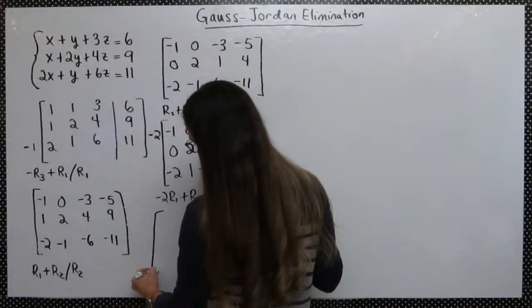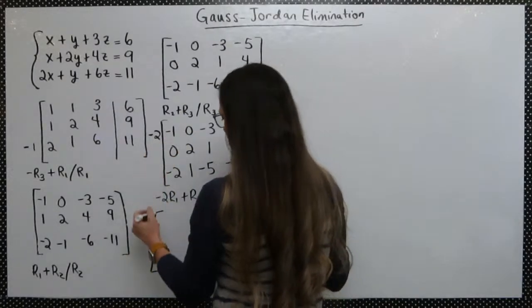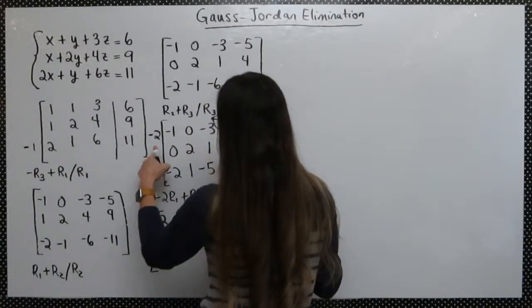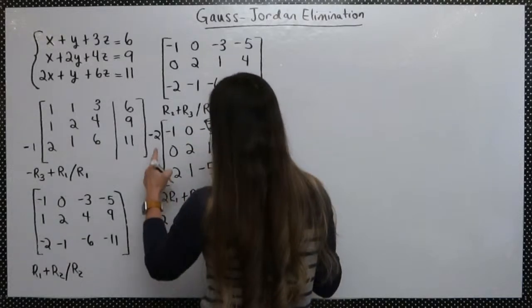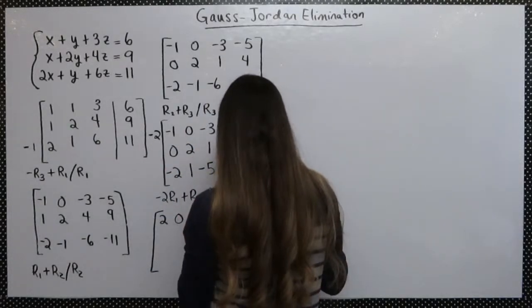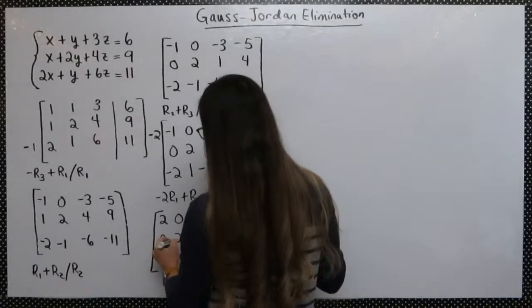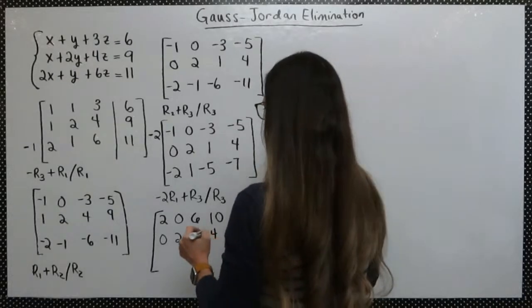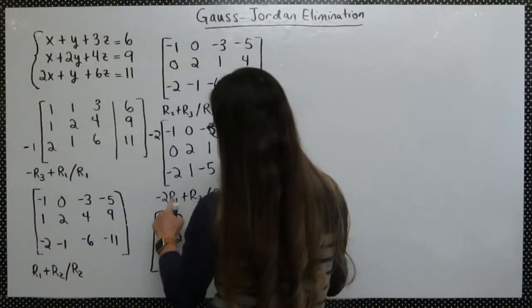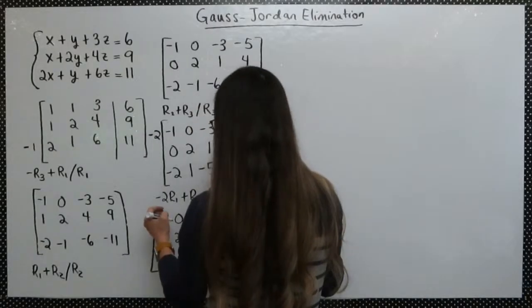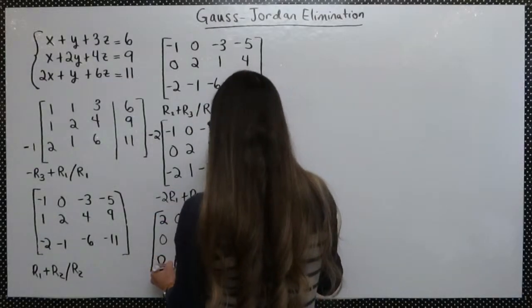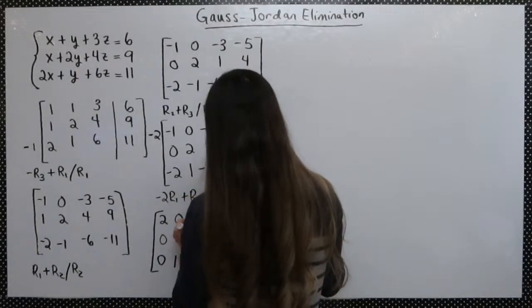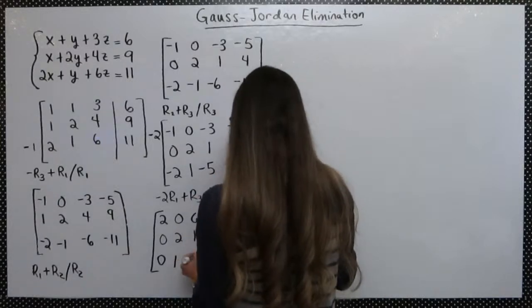Put that in here. We've got negative 2 times 1 is negative 2. Negative 2 times 0 is 0. Negative 2 times negative 3 is positive 6. Negative 2 times negative 1 is positive 10. We're not touching row 2, so we'll just copy that in here. And then we're going to add that to row 3. So we've got 2 minus 2 is 0. 0 plus 1 is 1. 6 plus a negative 5 is 1. And 10 plus a negative 7 is 3.